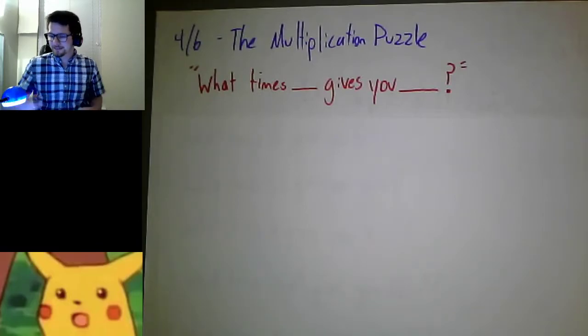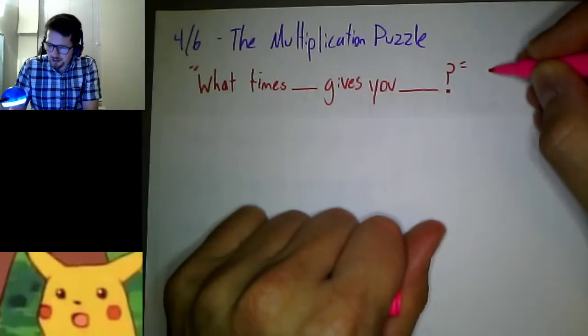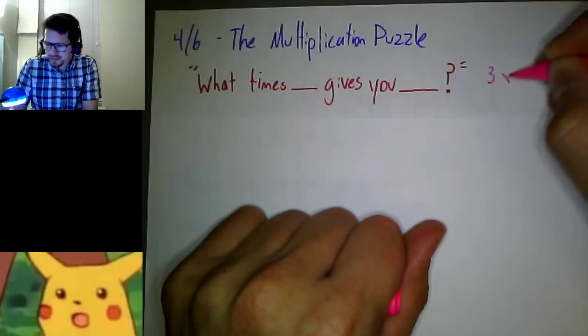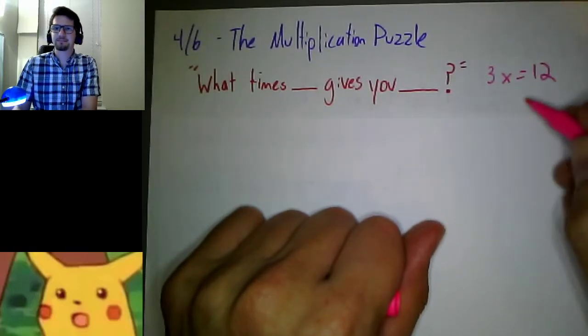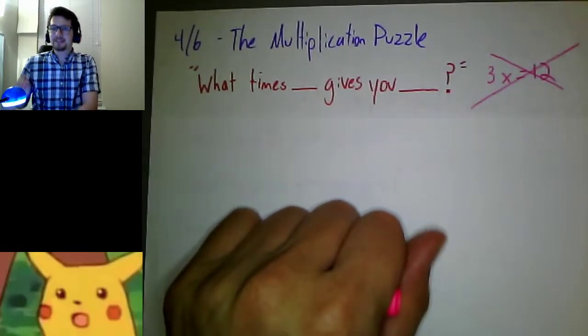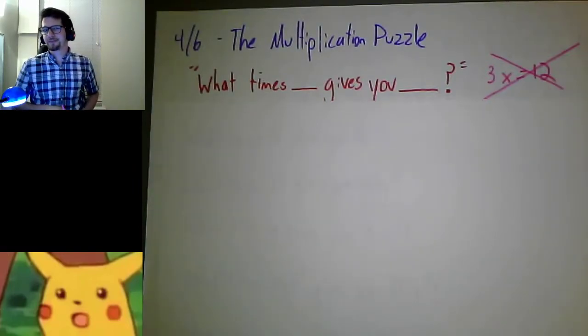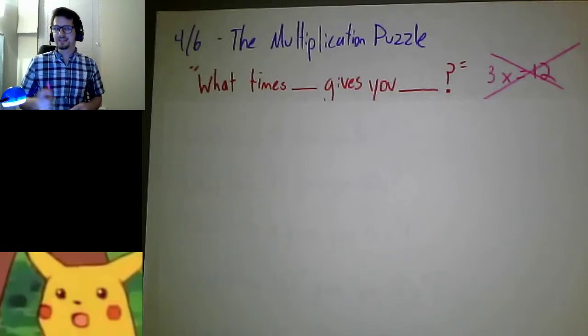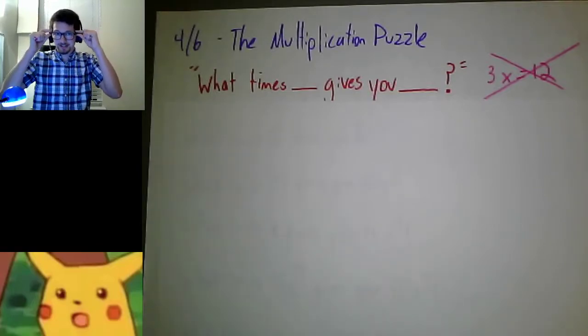Now, usually we'd say, okay, what times 3 gives me 12? And we could set it up like an equation. Unfortunately, that is not going to really work for this. Not always. So this is going to be more of a mental logic puzzle, okay?